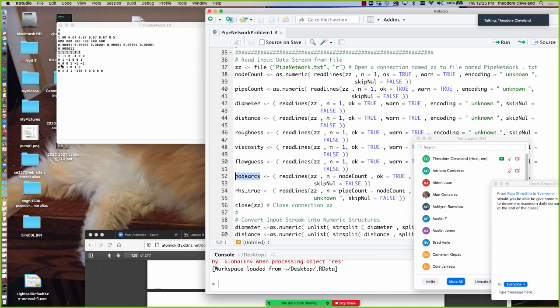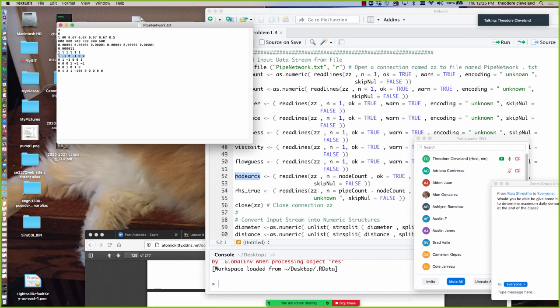And then the next part is the node arc incidence matrix. So, for example, node 1 has pipe 1 coming in, pipe 2 leaving, and pipe 4 leaving. Node 2 has pipe 2 coming in, pipe 3 leaving, pipe 6 coming in. Node 3 has pipe 4 coming in, pipe 5 leaving, pipe 6 leaving, and so on. The last thing we read is the right-hand side. So demand at node 1 is 0, demand at node 2 is 4, demand at node 3 is 1, demand at node 4 is 1.